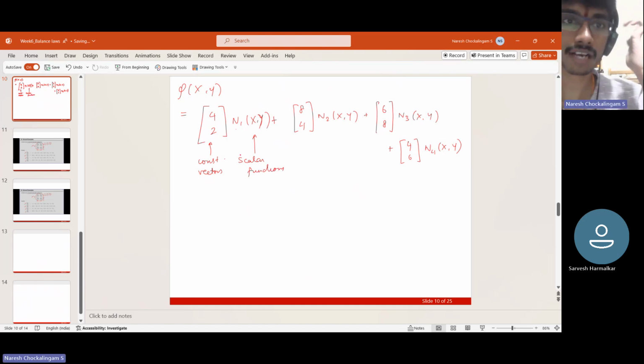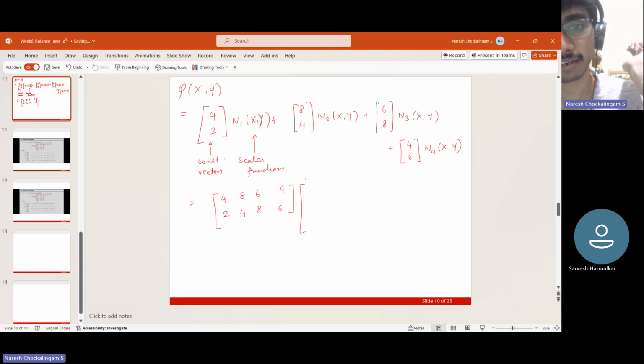Can we write it in a more elegant form? Yes. You can arrange these constant vectors in a matrix form. So put it as 4, 2, 8, 4, 6, 8, 4, 6. And arrange these scalar functions in a column vector: n1 of x comma y, n2 of x comma y, n3 of x comma y, n4 of x comma y.